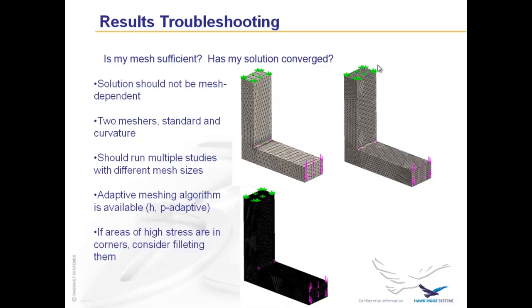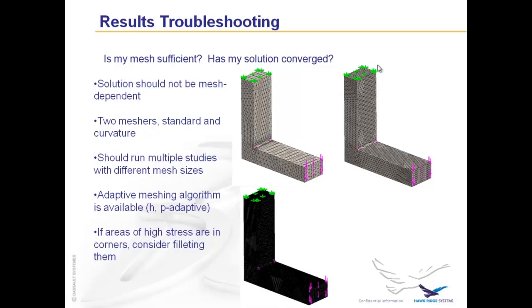So to check if your mesh is sufficient, your solution should not be mesh dependent. If you mesh it with a coarse mesh, run it, get a number, run it a second time with a finer mesh, and your answers are considerably different, your mesh isn't good enough yet. You should ideally run several iterations of your problem with different size meshes to see if your solution has converged and if you have a good mesh size.